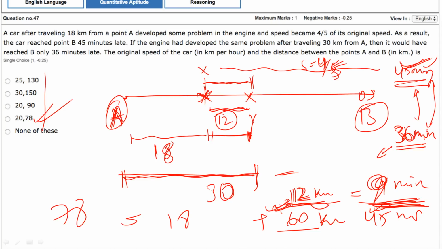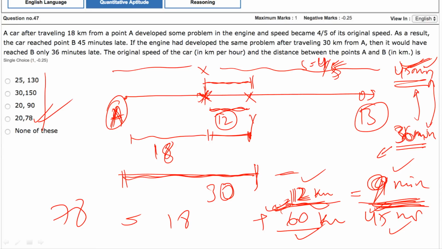Perfect. So 9-minute delay, 12 kilometer distance. So a 45-minute delay would have come by traveling how much? 60. As simple as that. So 60 kilometers was at the reduced speed, 18 in the correct. So 18 plus 60, 78. That is my answer. Alright.